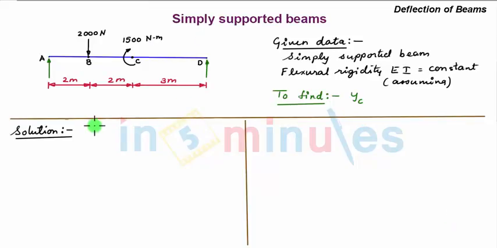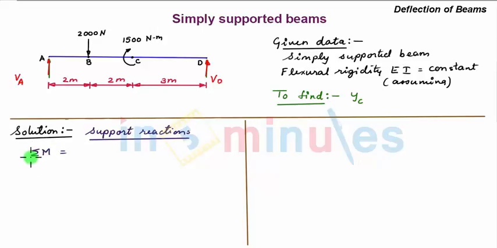Our first step is to determine the support reactions. Let VA and VD be the two support reactions at points A and D and we'll assume them to be upward. Of course in the problem it was given upward only. By making use of static equilibrium equations we can determine the two unknown support reactions.